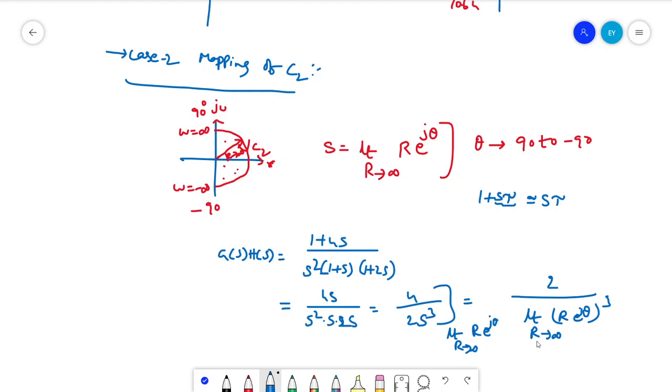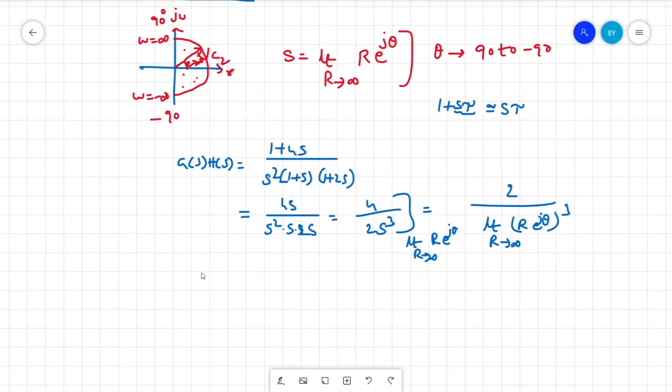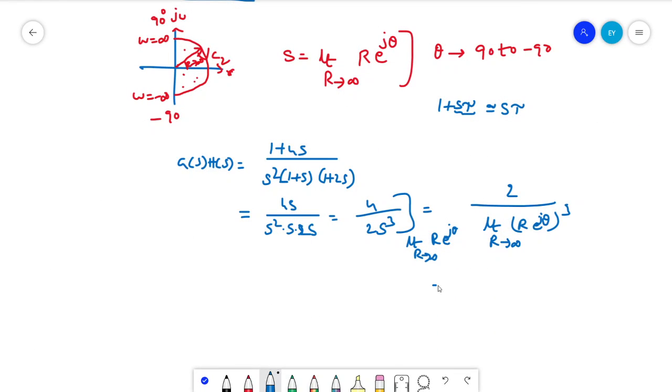Okay, so if R tends to infinity, R is in the denominator, and anything divided by infinity will be 0, right? And take this function e power j theta, a power n power m, a power mn, you can take that way. e power a power b is e power ab. So how it will become is equal to 0 into e power minus j 3 theta, because this is going to the numerator. Okay, so this is how the function will come.